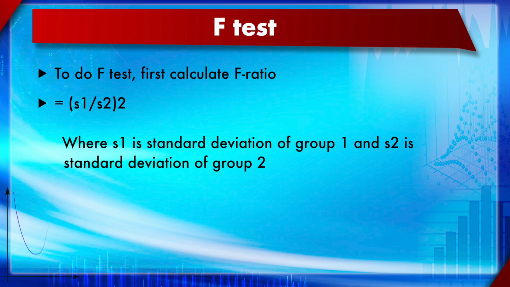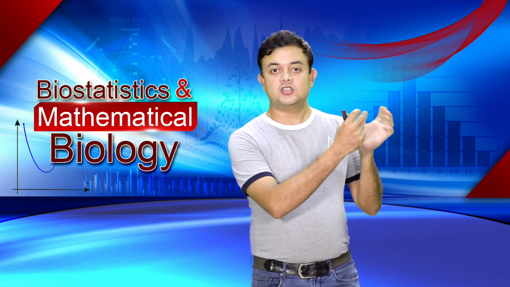And that is called F ratio. So where S is standard deviation, the standard deviation of group 1 and group 2, which I just explained to you. So now you can see this table, and you can simply calculate the standard deviations of the two groups, and then you can perform an F test. Let's do this in the whiteboard.